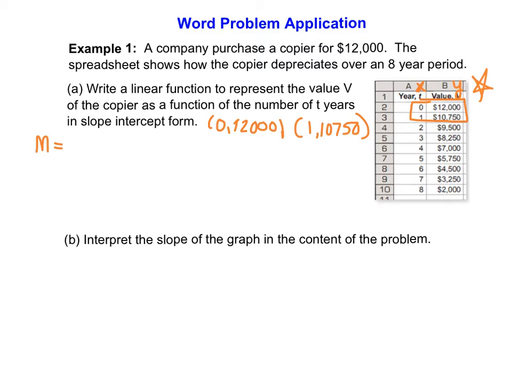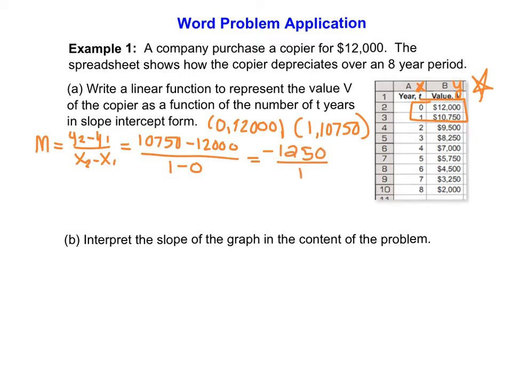So we're going to start here. Remember, it's y2 minus y1 over x2 minus x1. So we start that calculation with 10,750 minus 12,000 divided by 1 minus 0. So we end up with negative 1250 over 1, which we can simplify just to be negative 1250 if we want. So now that we have our slope, we can move forward and write our equation.